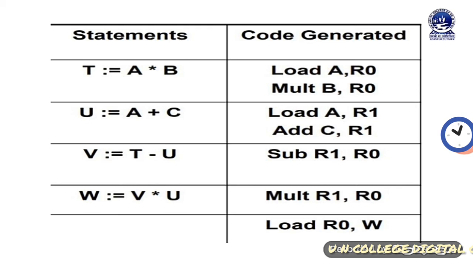Okay. Then the last statement is w equal to v into u, and for that particular statement I have used the code mult r1 comma r0. And finally we need our final result in w, and for that reason I have used the target code load r0 comma w.